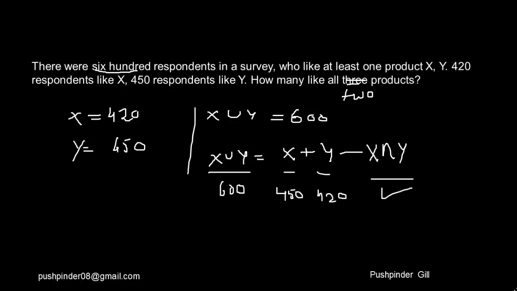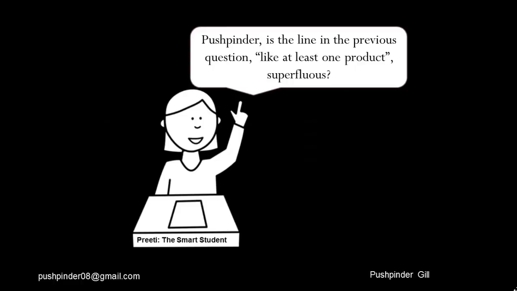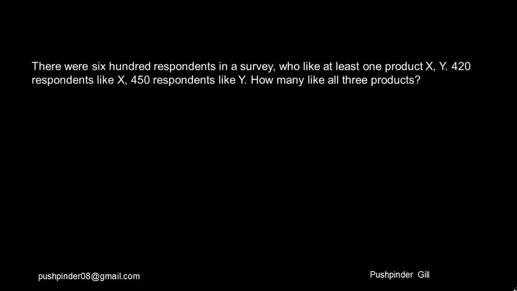Okay, Preeti is asking me a question. So she's asking me, is the line in the previous question, like at least one product, superfluous? Well, this is a very good question, because this line completely changes the scenario in the question. So let's see what she's asking. Let's answer her question. Now this was the question that we did earlier. There were 600 respondents in a survey who like at least one of the products. Now she's asking whether this line is required or not, because I haven't discussed this line in the previous slides.